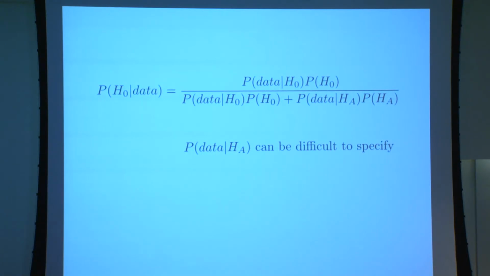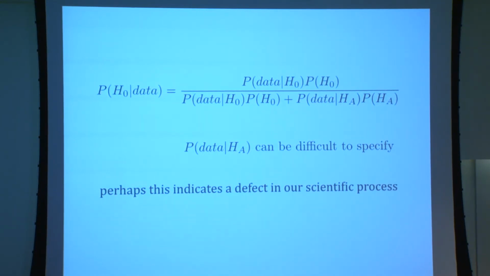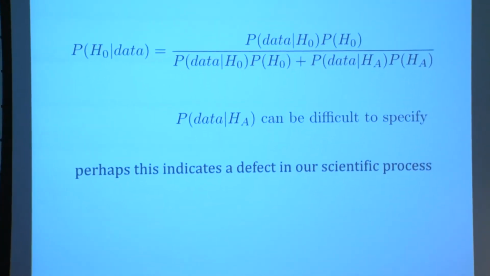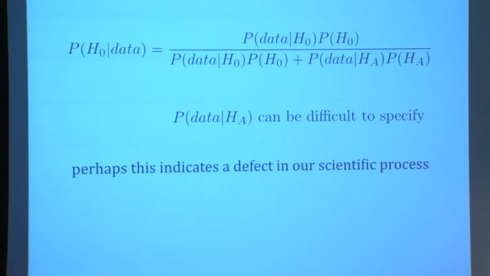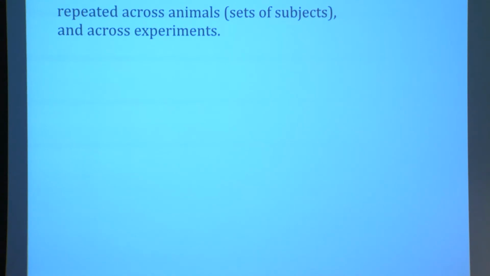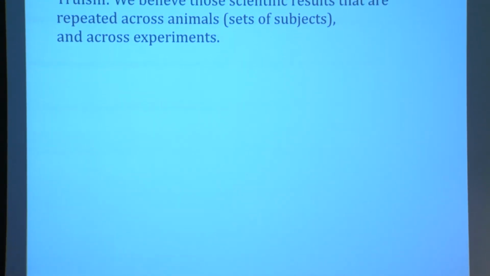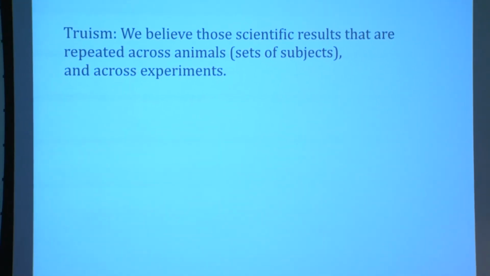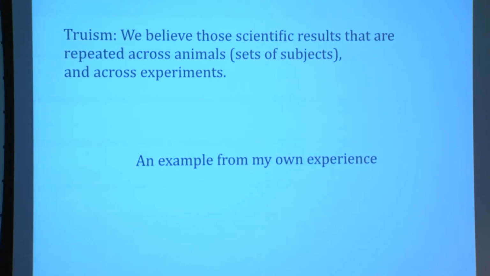But in thinking about this, it seems to me that this could be not so much telling us something about statistics and the problems with statistics, but rather telling us something about science and the problems with science. So, if this is what we'd like to do, maybe we should change the science so that we can do it. In other words, we should repeat. So there's a truism: we believe the scientific results that are repeated across animals, across sets of subjects, across experiments. And I want to run through an example from my own personal experience in neuroscience.